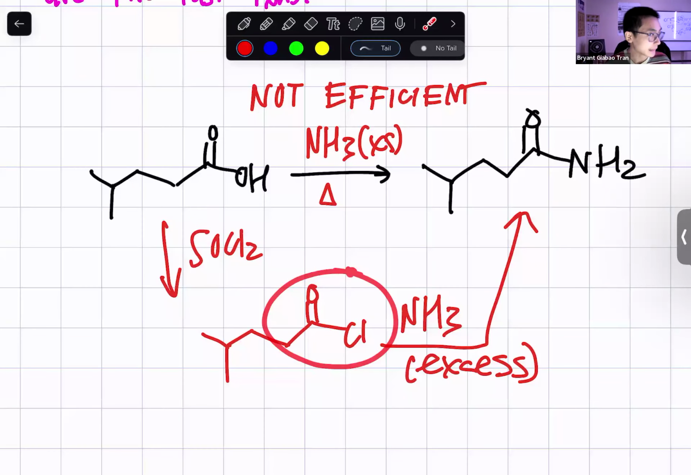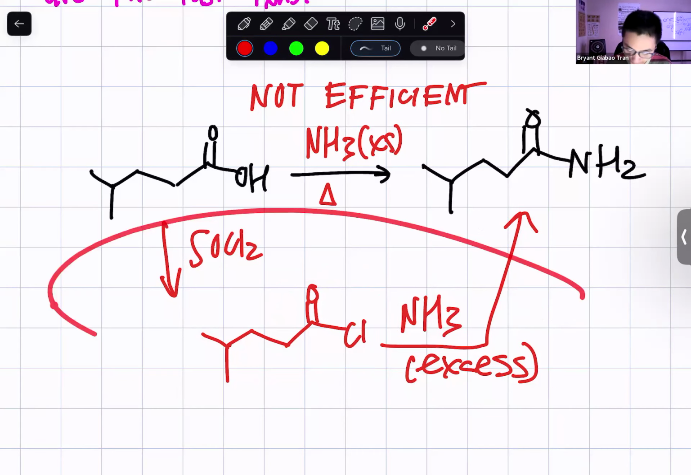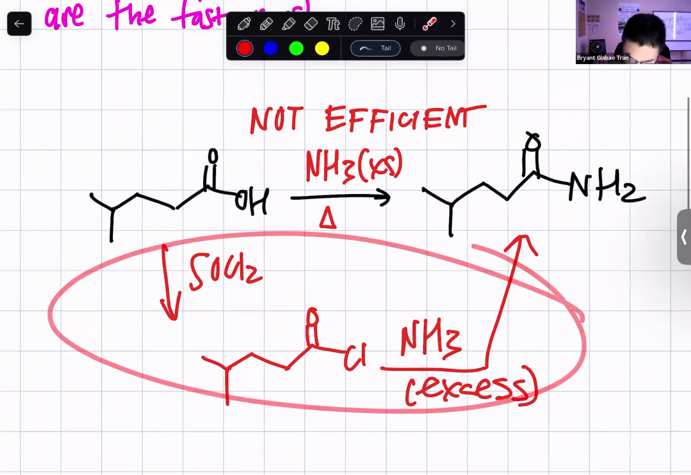It does not require a catalyst, like an acid or base catalyst. It does not require more energy like heat. It just reacts with any neutral molecule, like an amine, water, or alcohol, right? And this is the more efficient way. This way right here is not efficient because it requires more energy and more time. Not very clean, right? Okay.